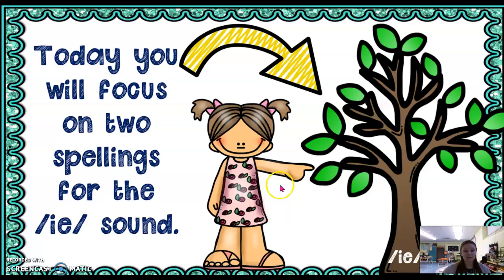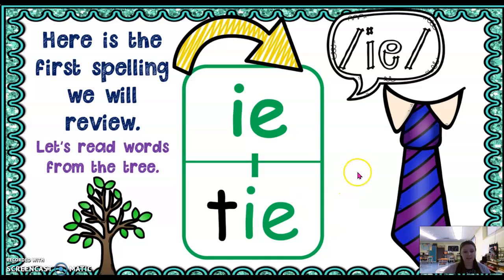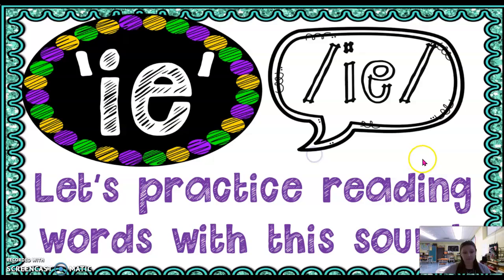And today we're going to focus on two different spellings for the I sound. The first one is the spelling I-E to make the I sound. We talked about this in yesterday's lesson. Let's take a look at some of the words that go on the I tree on the branch for the spelling I-E. Let's practice reading these words with this sound and this spelling out loud.